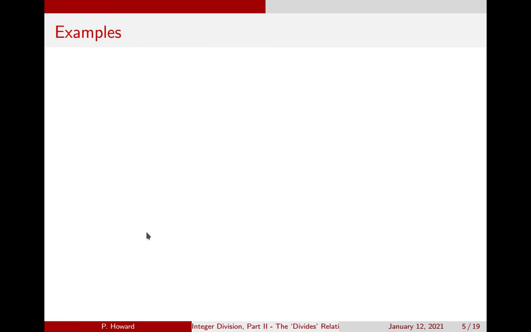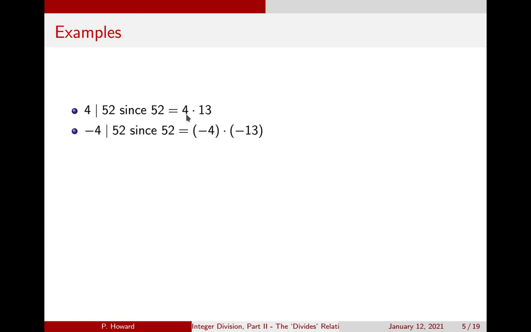So a few quick examples. 4 divides 52, because 52 is 4 times 13. You can factor 52 into the product of two integers, one of which is 4. Minus 4 divides 52, because 52 can be factored into the product of two integers, one of which is minus 4. 4 divides minus 52 for the same reason. Minus 52 can be written as 4 times an integer, namely minus 13.